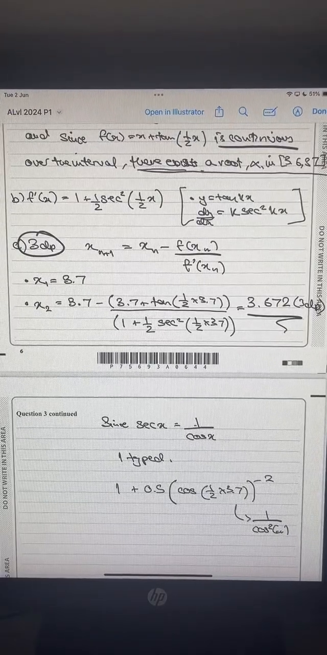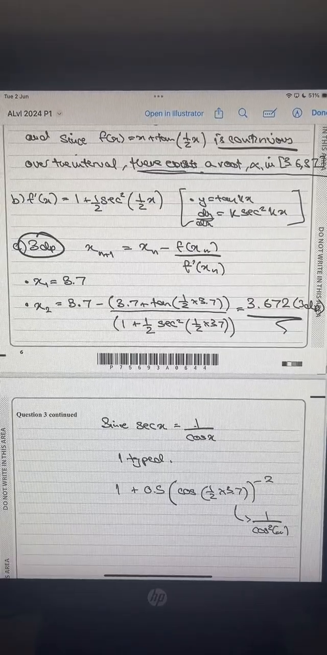Exactly, Satalia. Yeah, there is 6, 7 here. This is 2024 paper 1, Yuha.